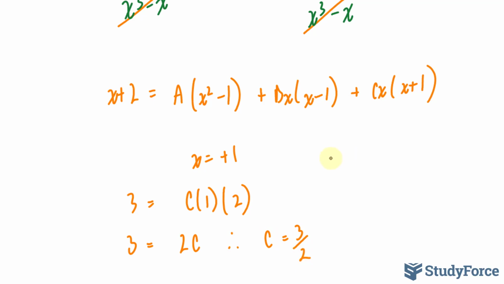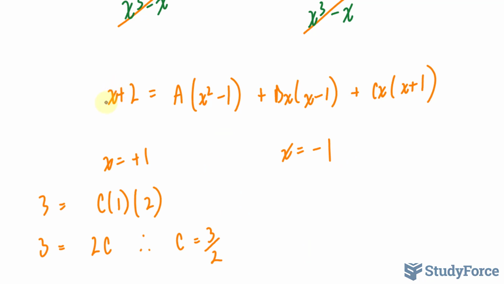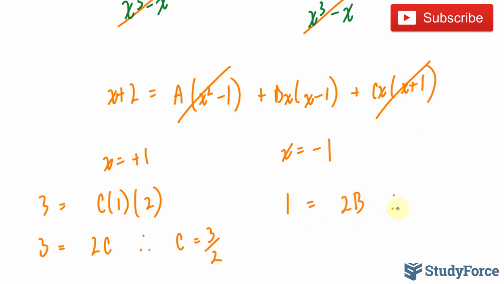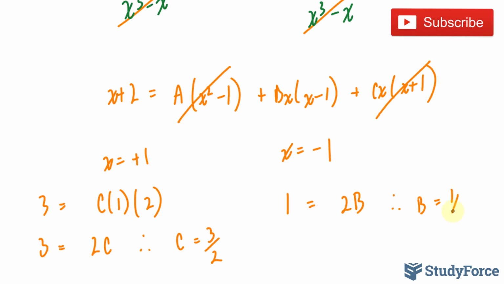Next, I'll set x equal to negative 1. And by setting x equal to negative 1, this will go to 0, that will go to 0, and we can find out our b value. Here's what I mean. Setting x equal to -1 here gives us +1. -1 plus 2 is +1. -1 to the power of 2 is +1, minus 1 is 0. -1 plus 1 is 0. And over here we have -1 minus 1, that's -2. -2 times -1 is 2b. Therefore, b is equal to half.